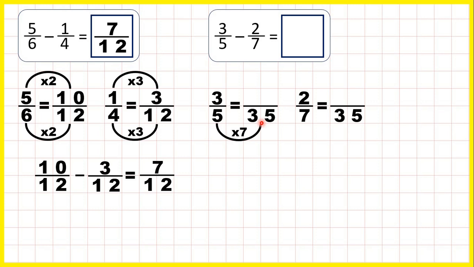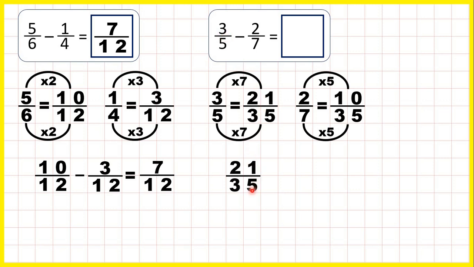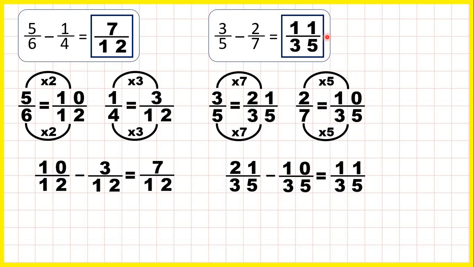5 times 7 is 35, 3 times 7 is 21, 7 times 5 is 35, and 2 times 5 is 10. So instead of 3 fifths, we can write 21 over 35, and instead of 2 sevenths, we can subtract 10 over 35. So the denominator stays the same in our answer, and 21 minus 10 is 11, so our answer is 11 over 35.